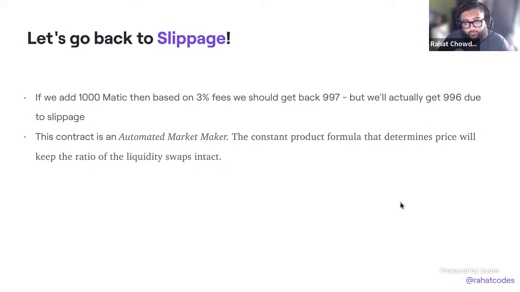This contract is what's known as an automated market maker. The constant product formula that determines the price will keep the ratio of the liquidity swaps intact. And again, this is the same sort of formula that popular exchanges like Uniswap will use to make sure that liquidity stays intact.